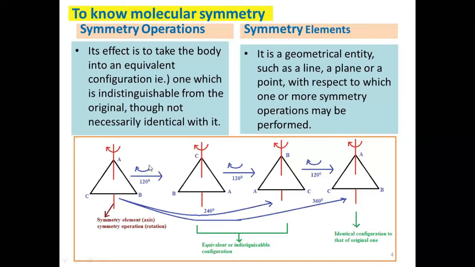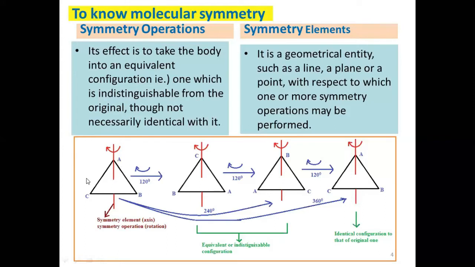If it is rotated through an angle, say 120 degrees, then we get a configuration which is equivalent to the original one. You cannot distinguish it from the original configuration; only the positions of the letters have changed. So even though they are not identical, we get an equivalent configuration, said to be an indistinguishable configuration. If the rotation is done one more time, we again get one more equivalent configuration. And when one more 120 degree rotation is done, we get a configuration exactly similar to the original one.